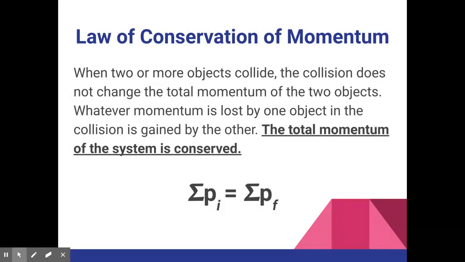So here's that full written out portion of it. When two or more objects collide, the collision does not change the total momentum of the two objects. Whatever momentum is lost by one object in the collision is gained by the other. The total momentum in a closed system is conserved. And here we've got sigma. We're using sigmas to denote the sum of the momentums. This is really what we're looking at: the initial momentum before the collision, and the final momentum after the collision.